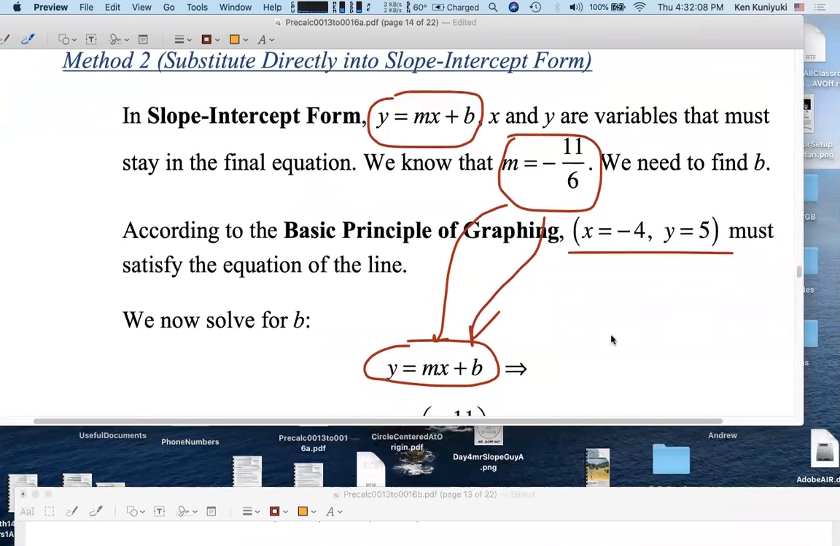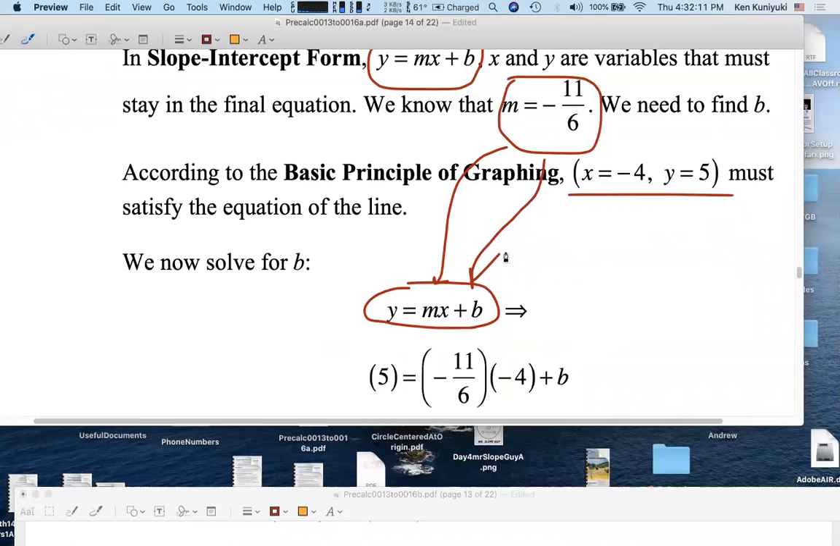So let's plug in. I know the slope is -11/6. That's a direct substitution. And I know that b has to have the property that it makes this equation true. So when y equals 5 and x equals -4, in parentheses, these two numbers are multiplied together, put parentheses, right? Then I know that b has to satisfy this equation. Solve for b.